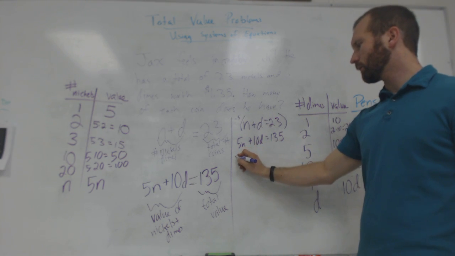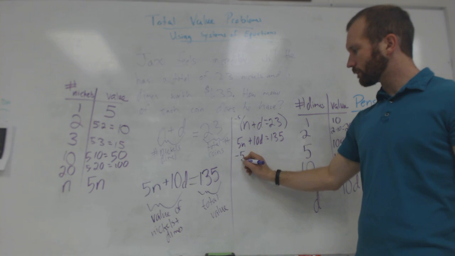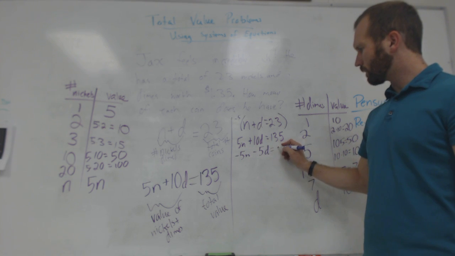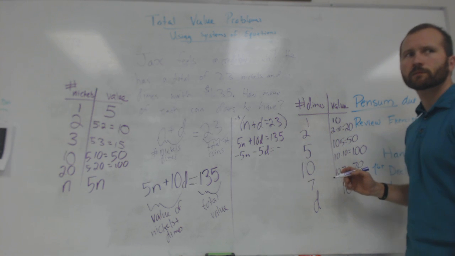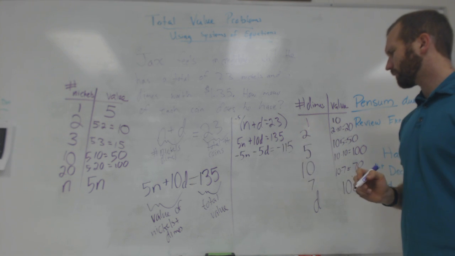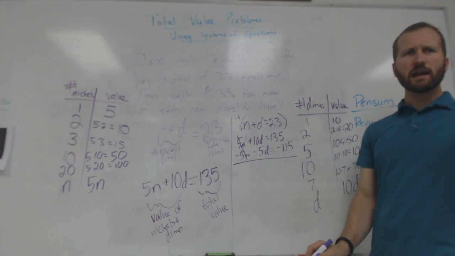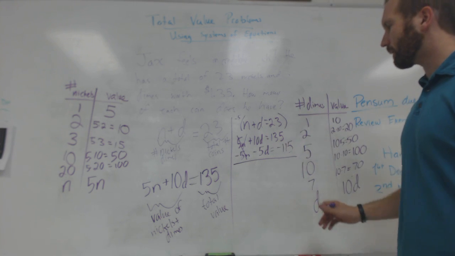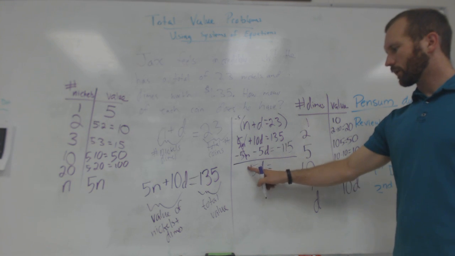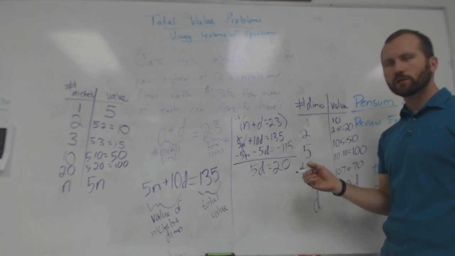So I'm going to rewrite it here. What do I get when I multiply through? Negative 5n minus 5d equals 5 times 23, which is 115. Now I can add this equation and this equation together. 5n minus 5n, yes, they dropped out. That's the whole point of that, right? 10d minus 5d is 5d equals 135 minus 115, which is 20. You could use a calculator if you wanted to.